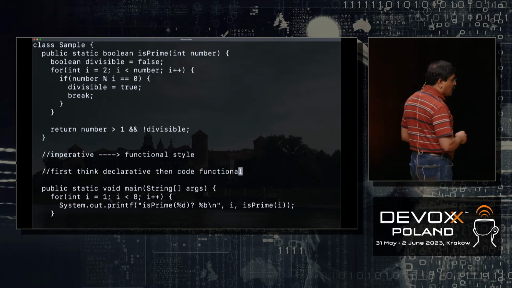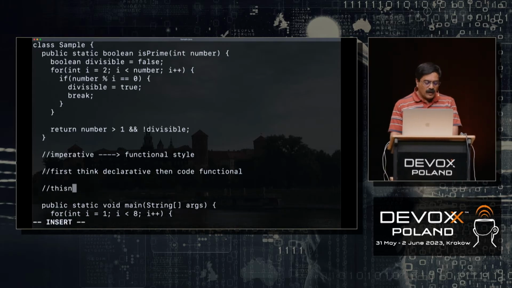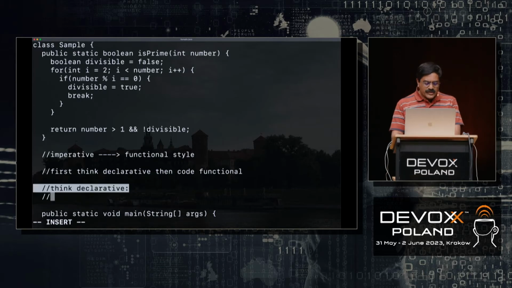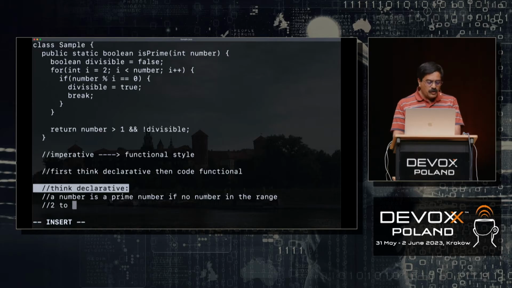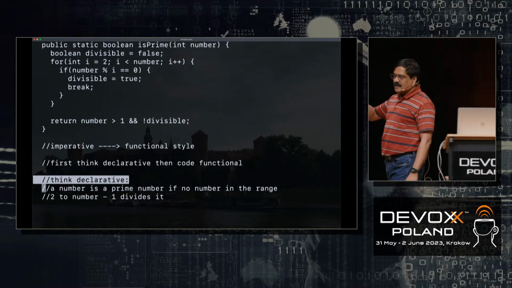So let's take this little problem and say, how do I really, in this particular example, think declaratively? What does it really mean? I'm going to say a number is a prime number if no number in the range, and we could say 2 to number -1, divides it. So that could be a nice way to really state the problem, to think declaratively.